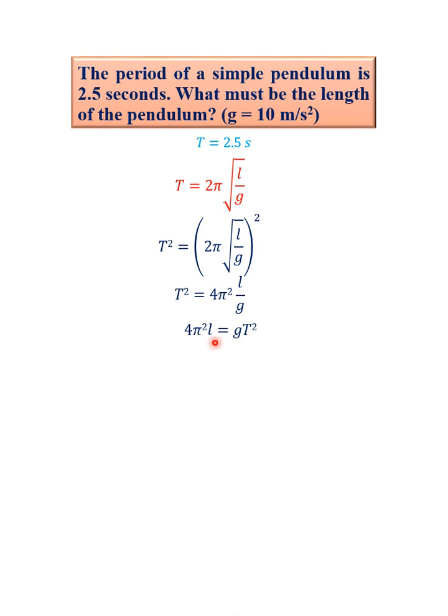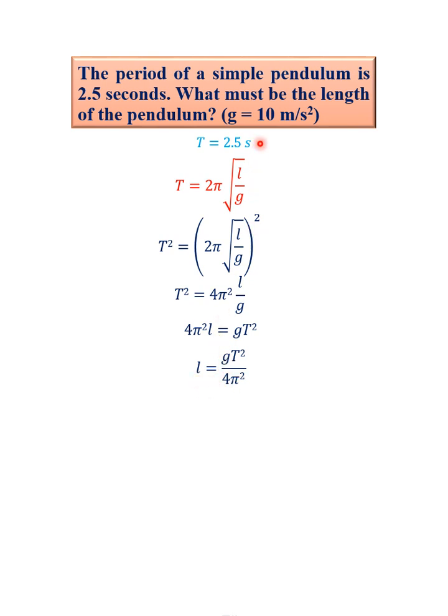To make L the subject of the formula, because we are looking for the length, we are going to divide both sides of the equation by 4π squared. When we do that, the 4π squared will cancel out and we'll be left with L. So L will be equal to gT squared over 4π squared. From here, we can substitute our values to obtain L.